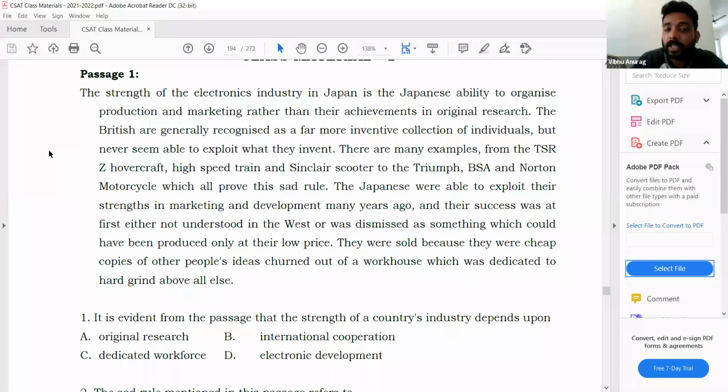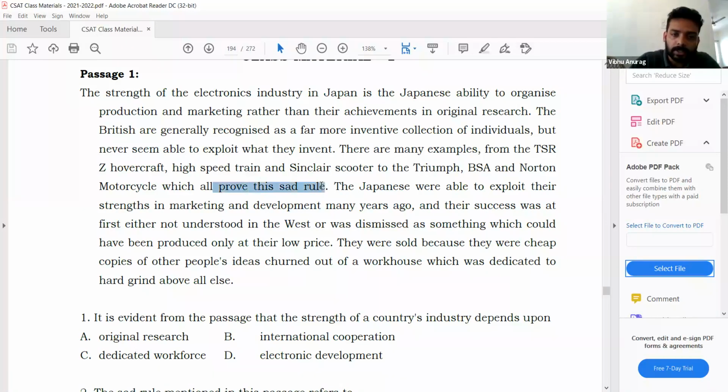The British are generally recognized. So he talks about another country, Britain, and he says that the British are generally recognized as a far more inventive collection of individuals. So the Britishers are better at inventing things, but never seem able to exploit what they invent. So they are not able to exploit, means to take advantage. So they're not able to take advantage of their own inventions. And he says there are many examples, from the TSR Z hovercraft, high-speed train, and Sinclair scooter to the Triumph BSA and Norton motorcycle, which all prove this sad rule.